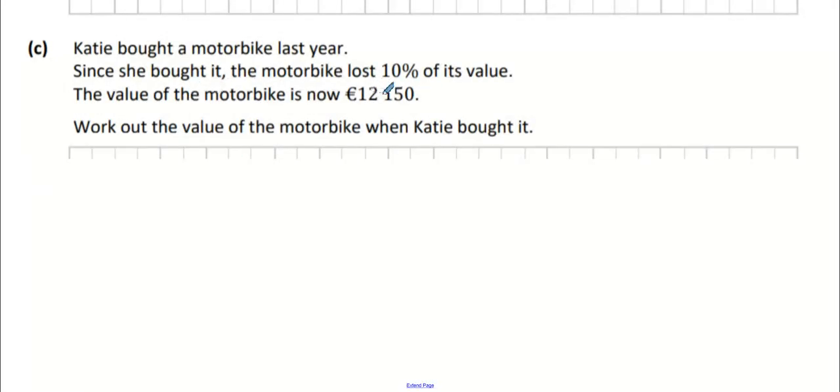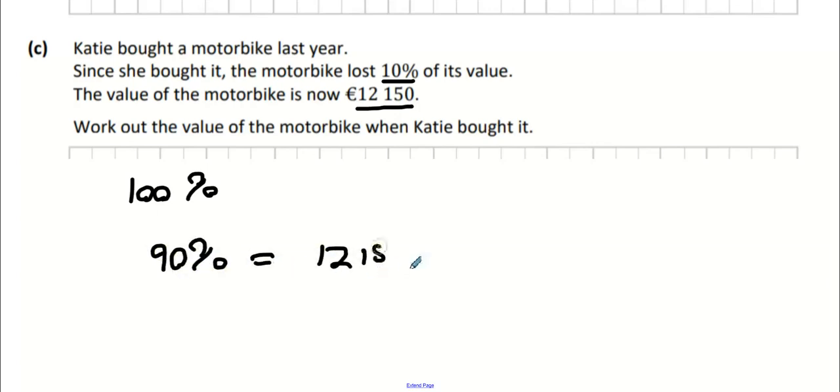C. Katie bought her motorbike last year. When she bought it, the motorbike lost 10% of its value. The value of the motorbike is now 12,150. Work out the value of the motorbike when Katie bought it. Well, when she bought it, it was worth 100%. It lost 10%, so it's currently worth 90% of what it used to be worth, which is 12,150.